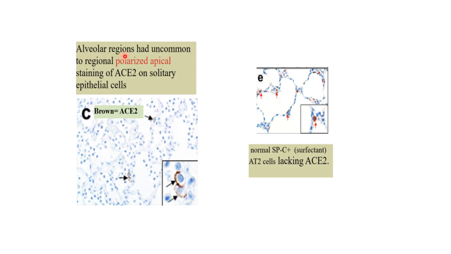Alveolar regions had uncommon to regional polarized apical staining of ACE2 on solitary epithelial cells. I will deal with what apical means later on, but for the meantime, just a reminder that cells are polarized as far as their staining is concerned, and there are very few of them that are actually stained for ACE2.